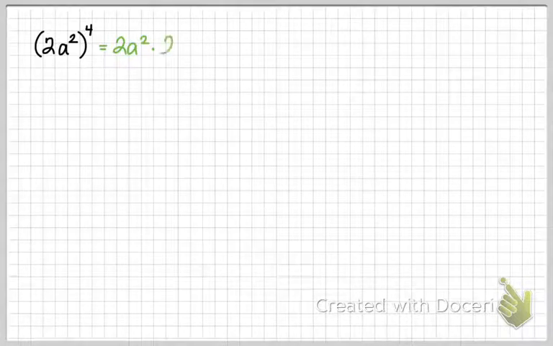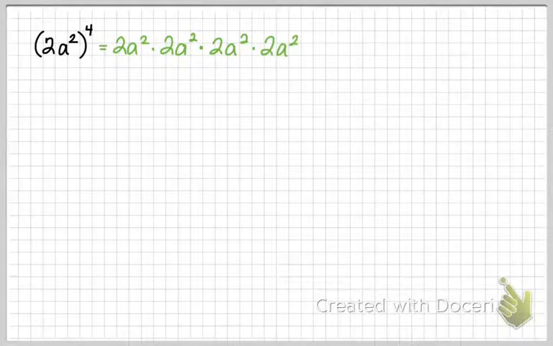So let's say that I have 2a squared, and I want to raise that to the fourth power. So let's think about what that would mean. If I raise something to the fourth power, that means I'm going to multiply it by itself 4 times. So that would be 2a squared times 2a squared times 2a squared times 2a squared. 4 of them all together.